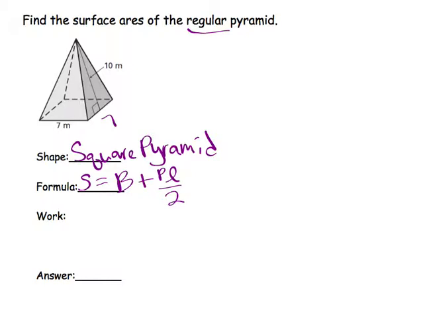So I'm going to use this formula for this problem. The slant height is the height of the slanted side, basically. So this side is made of a triangle. The height of that triangle is 10. So L, the slant height, is 10.